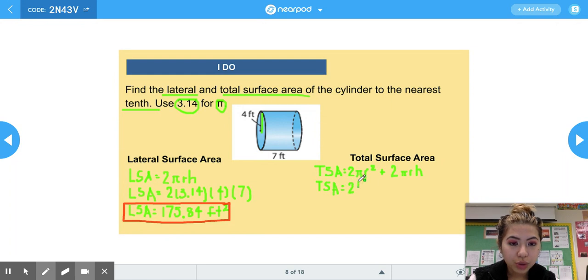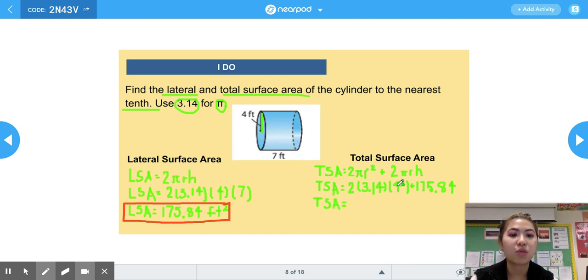So we're going to use the number 3.14 for pi, so we have 2 times 3.14, and then our radius is 4, so we have 4 raised to the power of 2, or 4 squared, plus this 175.84. So when we multiply 2 times 3.14 times 4 times 4, we get 100.84.